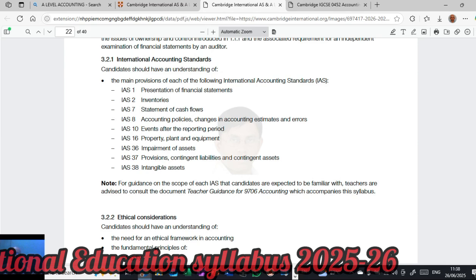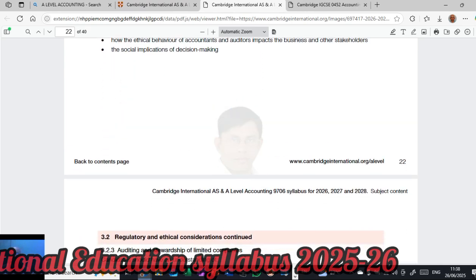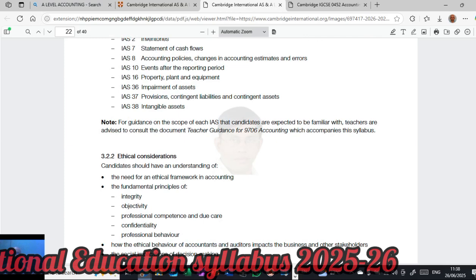Then ethical considerations. In accounting as a subject, candidates should have an understanding of the need for an ethical framework in accounting, and the fundamental principles of integrity, objectivity, professional competence, confidentiality, and professional behavior. Accountants and auditors have an impact, and there are social implications of decision making. These things are very important in finance, so that is one thing we need to keep in mind. This is all we will be learning in this lesson, and let us see what the other things are.